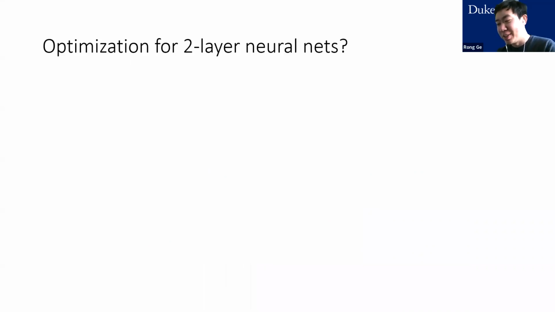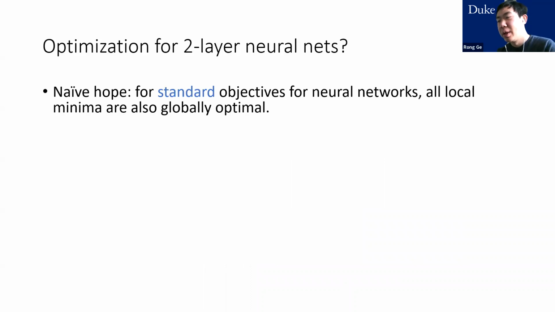Unfortunately, even this teacher-student setting is extremely complicated for neural networks. So what I've spent a lot of time working on is optimization just for a shallow neural network, a two-layer neural network. A few years ago, I had this very naive hope for non-convex optimization for deep neural networks. My naive hope was that for standard objectives for training neural networks, we can easily optimize these objectives.